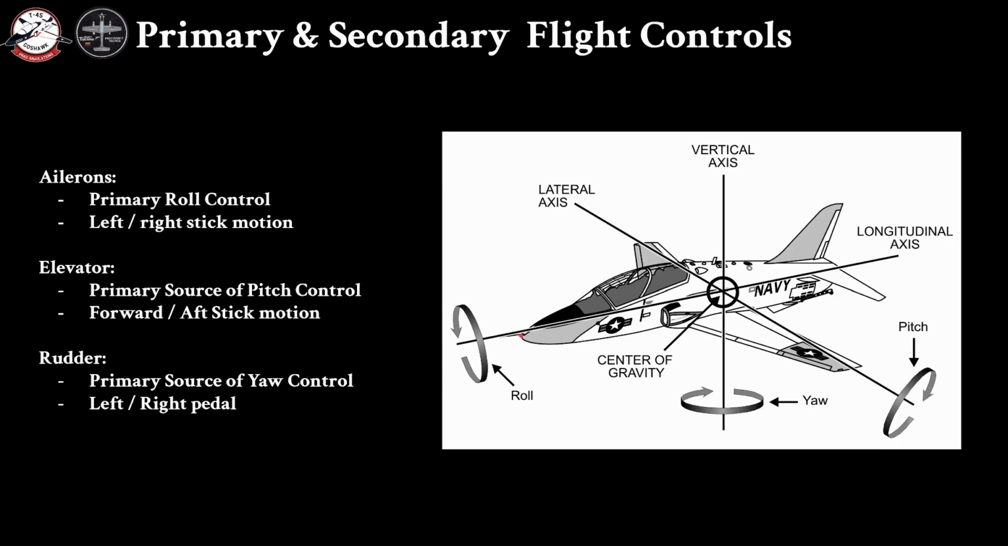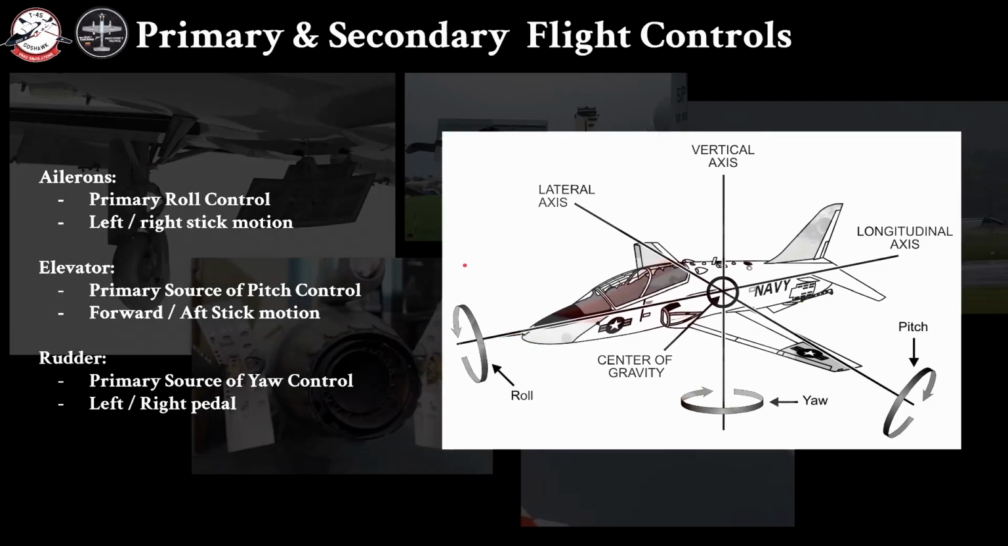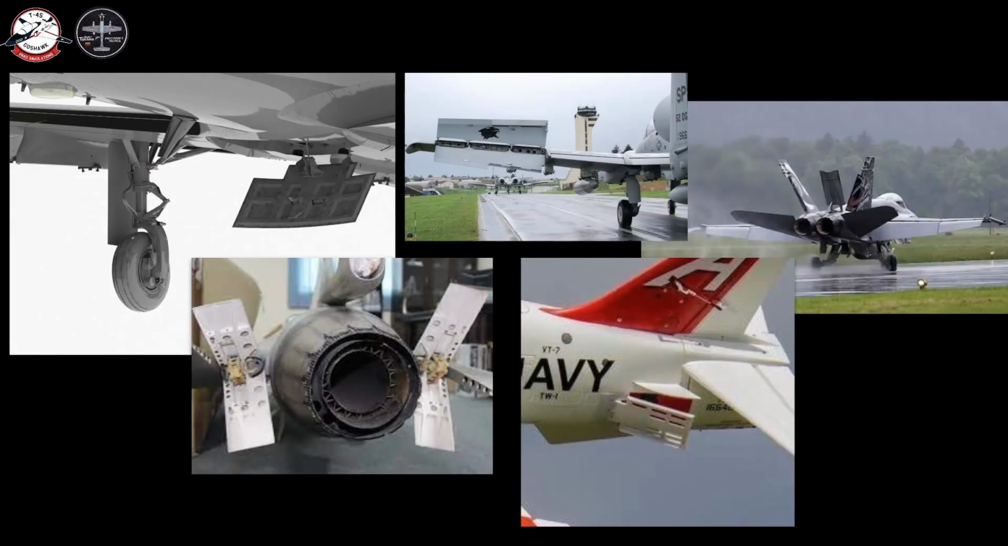So you step on the left pedal, the nose goes left. You step on the right pedal, and the nose goes right. Most high-performance aircraft have an additional device that is used to help in slowing down the aircraft. Speed brakes are basically surfaces that spread open to create more parasite drag, which in turn slows the aircraft down.